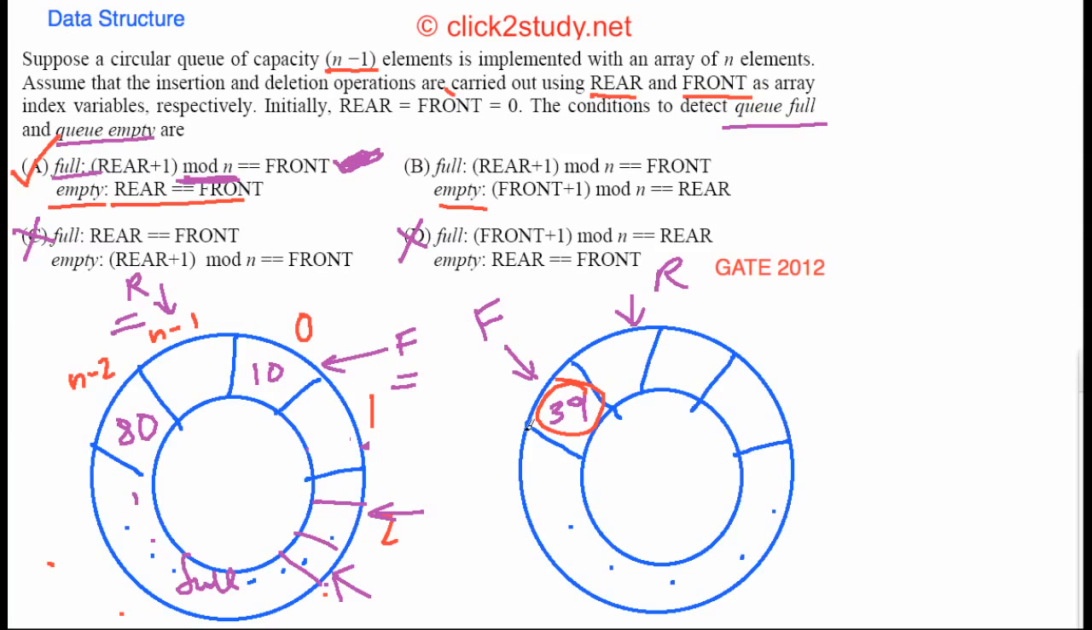Because this is the last element. We kept on removing, and this front kept on moving. It kept on moving from here till here and reached here. Let's say it reached here, and you remove this last element, so this front will move here, becoming equal to the rear. So that's the thing.